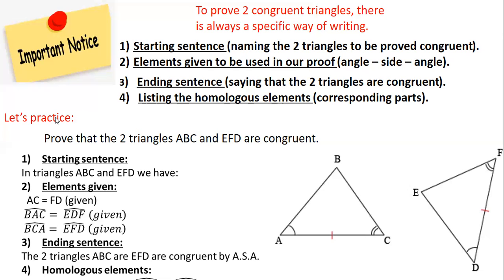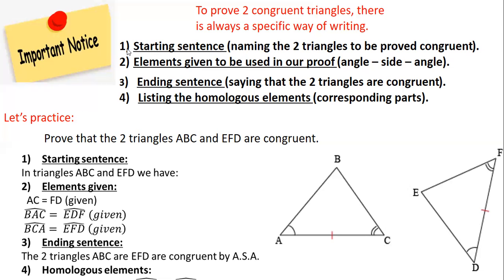Let's practice. Prove that the two triangles ABC and EFD are congruent. Can you see the marks we have in the first triangle and the marks we have in the second triangle? These marks make our proof very easy. When you mark your figure, guys, the proof will be very easy. You will know where to look in your figure.